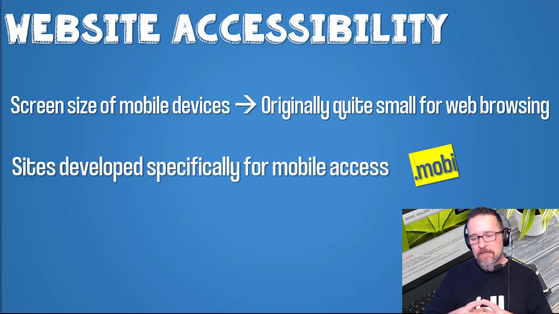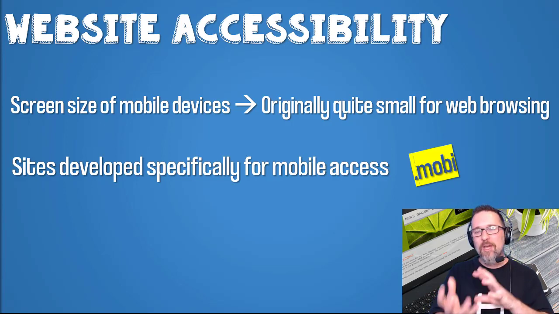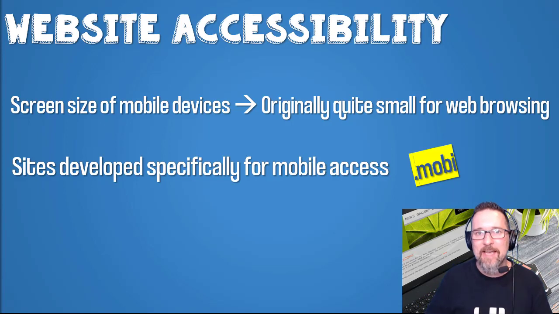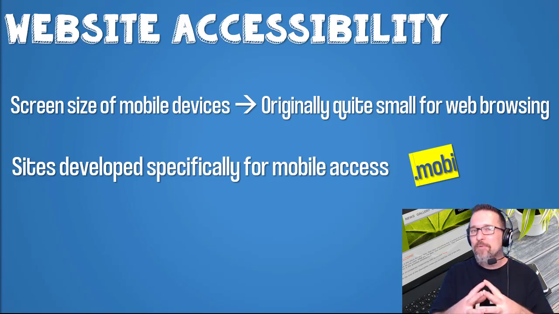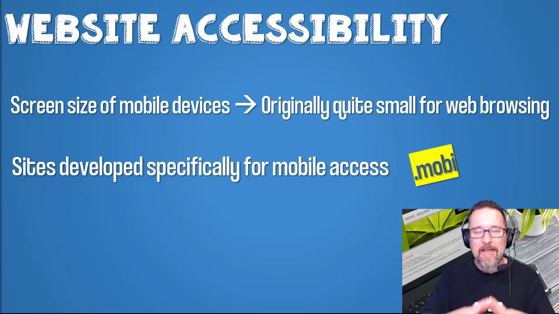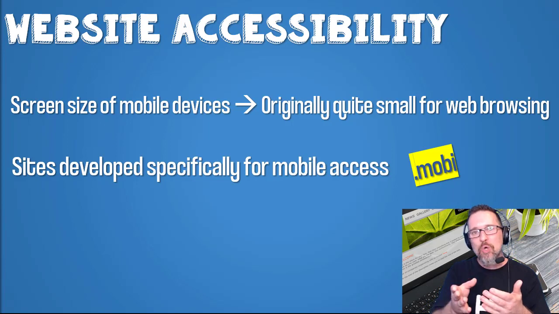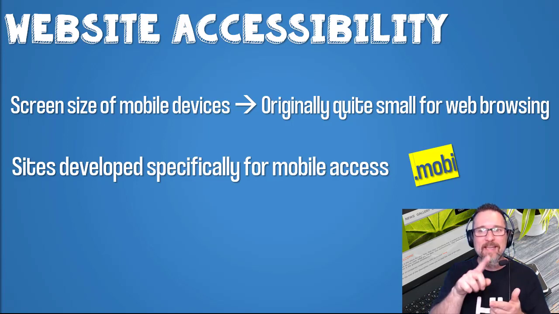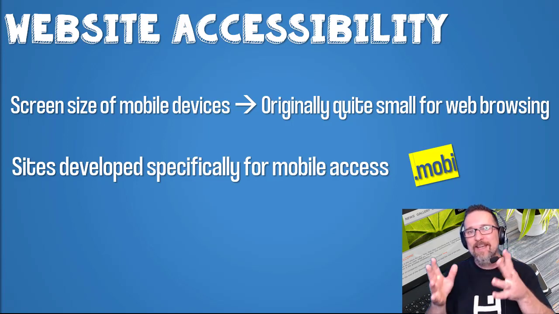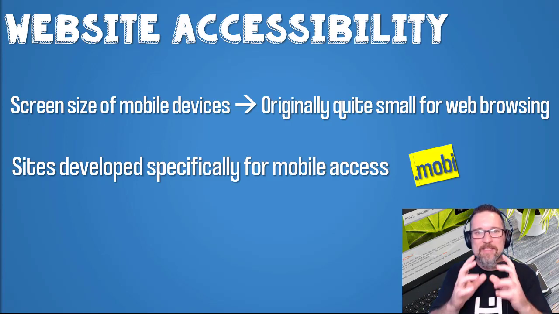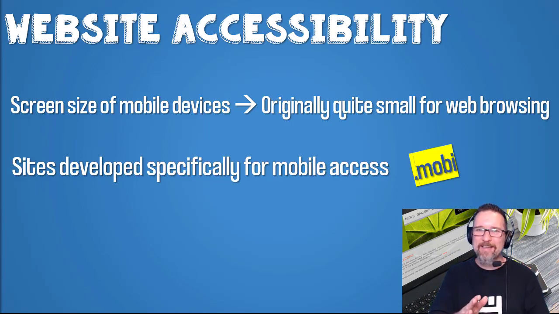So what happened then to accommodate for that is that we had a .mobi domain which allowed web developers to develop their websites to change according to what device is accessing it. And that means that we were able to design websites specifically for mobile access. And so when you accessed a website with a mobile device, it would then change the site or go to a site that was specifically made for a small screen. But that was like old school, man.